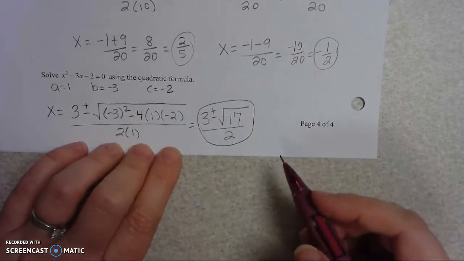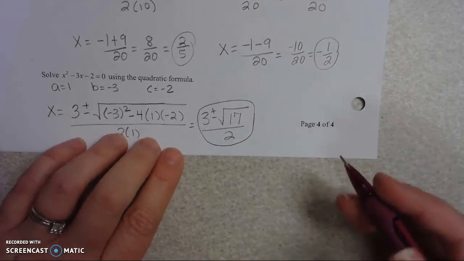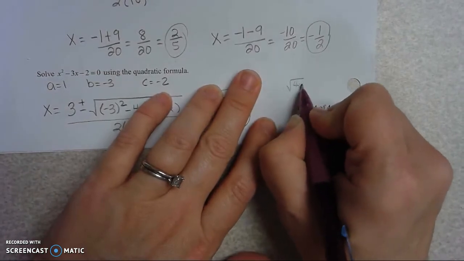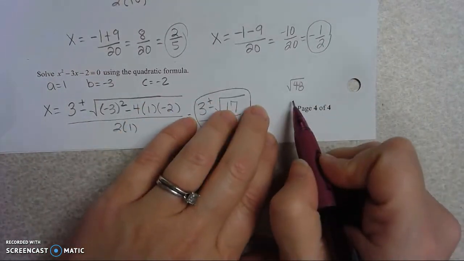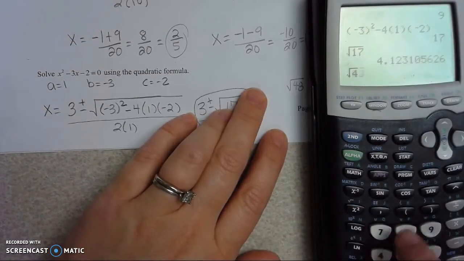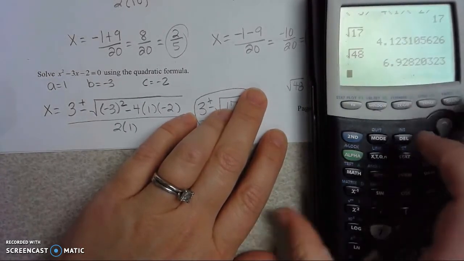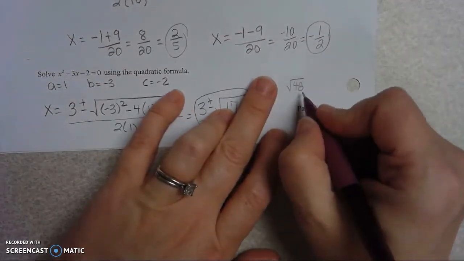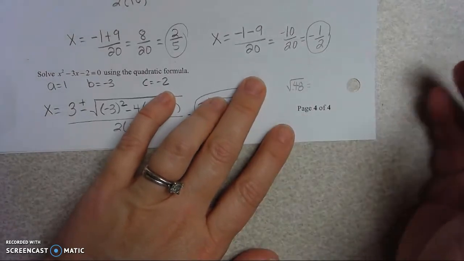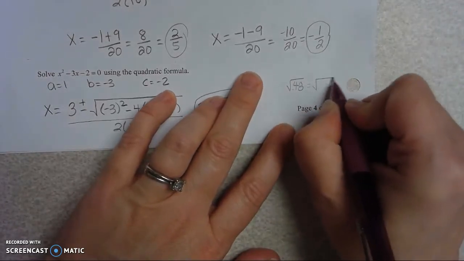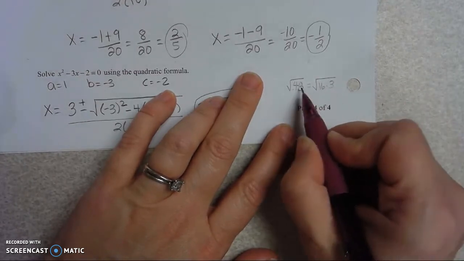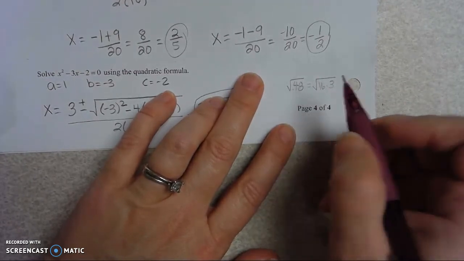Now if you need to practice simplifying square roots, say for example you had the square root of 48. If I take the square root of 48, notice I get a decimal, but there are a couple of factors of 48 that I can take the square root of. I always want to pick the largest one. The largest one would be 16, and 16 times 3 is the same thing as 48.